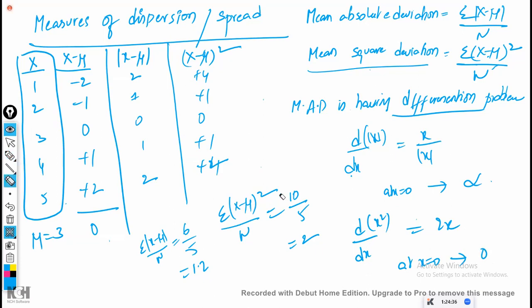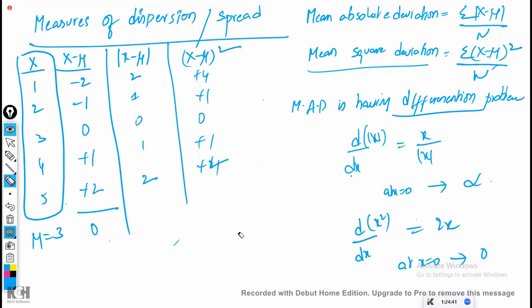Now the question is, hey, who asked you to do the differentiation? And why are you substituting x is equal to 0? Why are you doing this? Because for deviation we generally want the maximum value or minimum value. Which is good: less deviation or more deviation? Less deviation is good, that is minimum, clear, right?